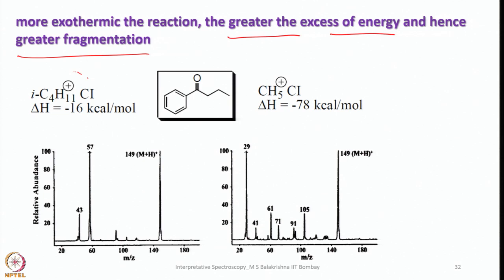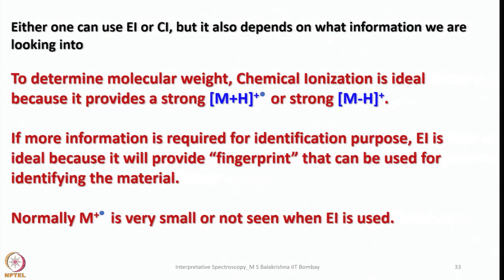Now if you look into this isopropyl chloride here, delta H is minus 16 kilocalories per mole. And here, with CH5 plus, it is minus 78 kilocalories per mole. Of course, you can see that this is identified in both cases. So either one can use the electron impact ionization method or chemical ionization, but it also depends on what information we are looking for. The utility of the electron impact or CI method should be clearly spelled out by knowing what information you want to extract from the mass spectral data.